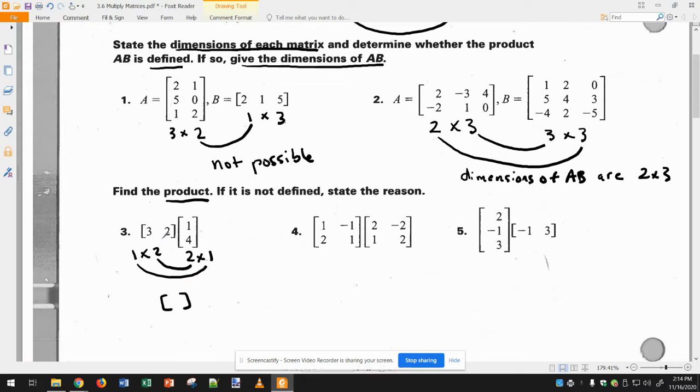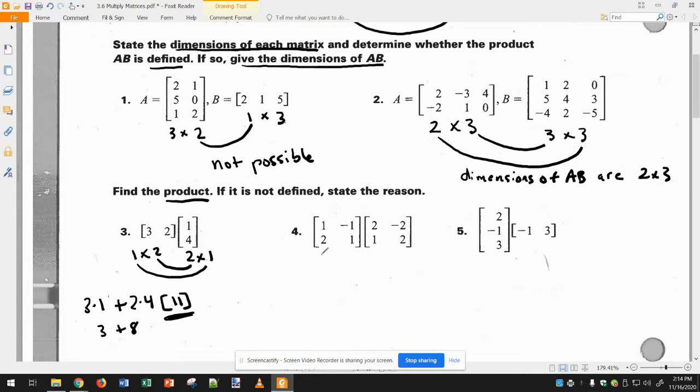So the way we find that one entry is we do 3 times 1 plus 2 times 4. So 3 times 1 plus 2 times 4. So that's 3 plus 8, which is 11. So our resulting matrix is this kind of boring, just one number matrix.